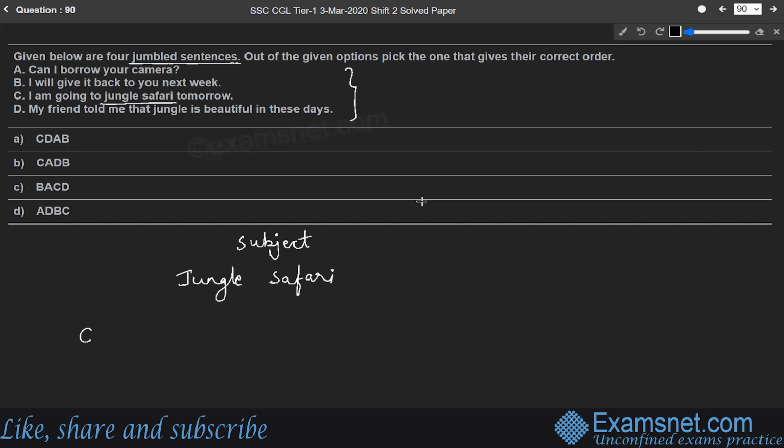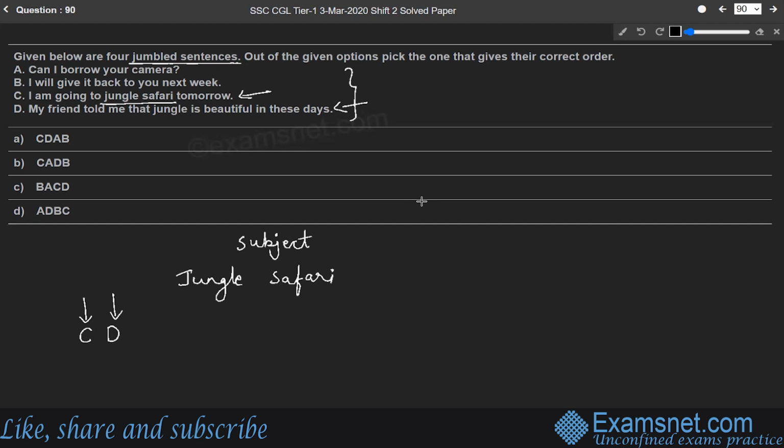Okay. Now moving on to the next statement. What do you think will be the next statement here? See, the next statement will be statement D, because in the first statement, it is said that I am going to jungle safari tomorrow. And then in statement D, a small description is given of why a person is going to jungle safari, because his friend told him that it is very beautiful these days. So basically, in this sentence, there is an explanation, which involves the person describing the jungle. In statement C, a person simply says that he is going to jungle safari, and in statement D he explains why he is going, because his friend told him that jungle is very beautiful these days. So the second statement will be statement D.